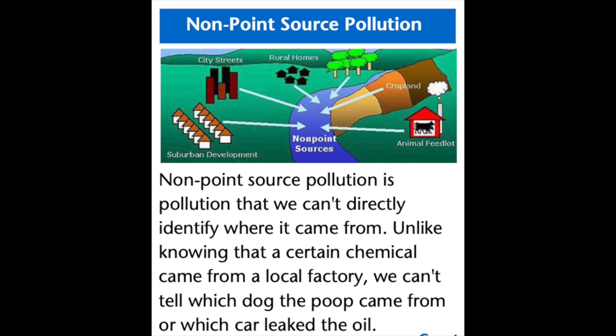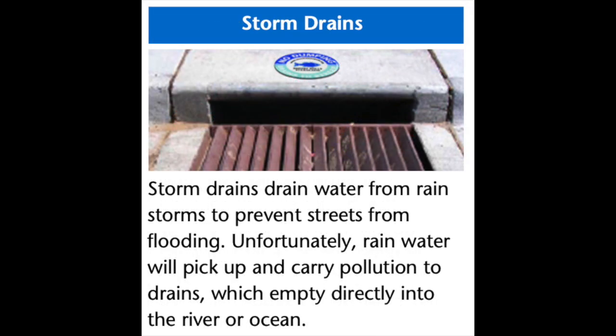Now, you've probably seen storm drains. Storm drains drain water from rainstorms to prevent streets from flooding. Unfortunately, rainwater will pick up and carry pollution to drains, which empty directly into the river or ocean. This is what's called stormwater runoff. And stormwater runoff is not healthy for the rivers, for the ocean, for the wildlife that call those waters home, or for ourselves. And so we need to figure out what we can do to stop and prevent stormwater runoff.